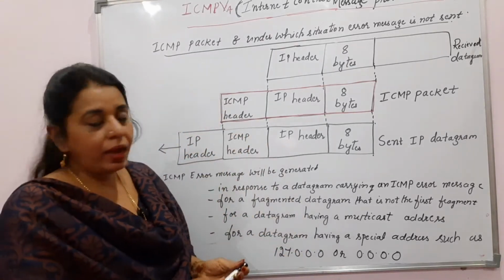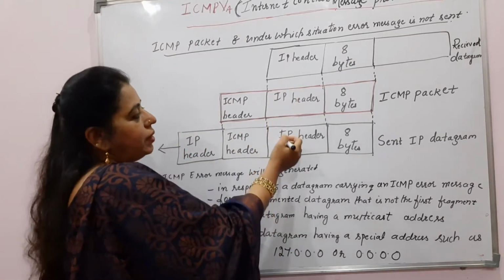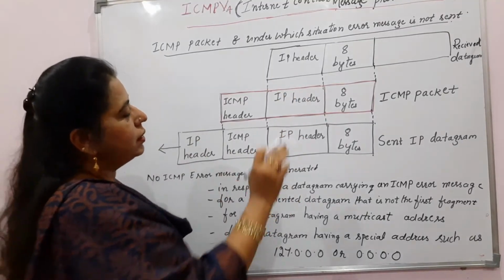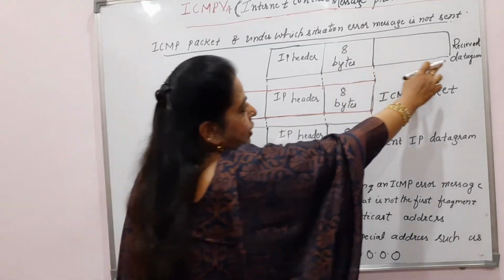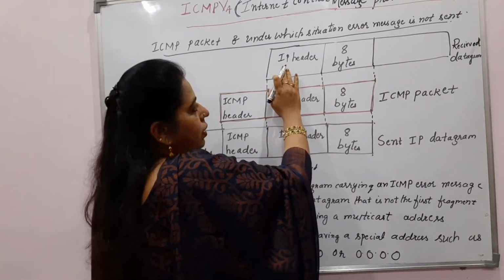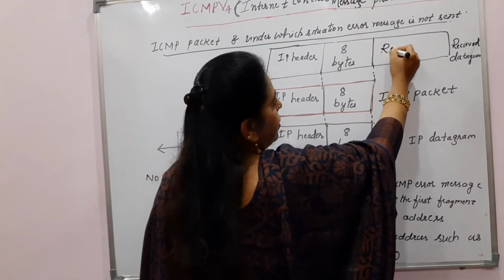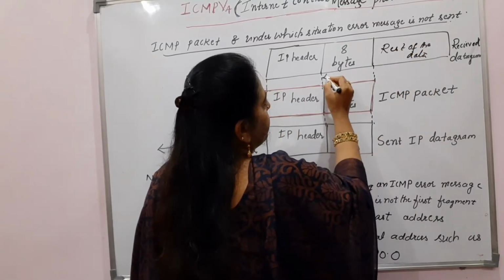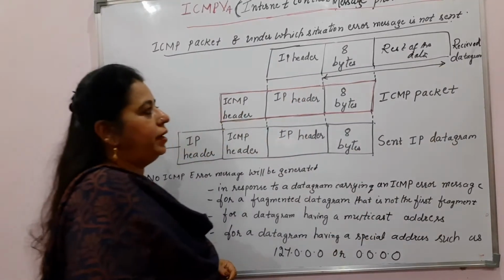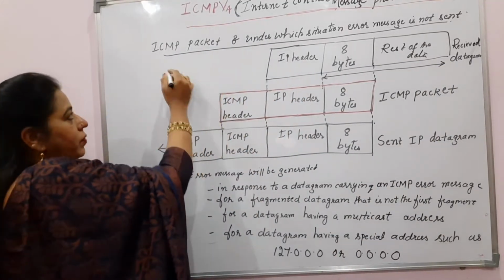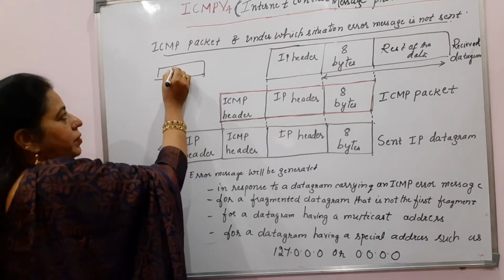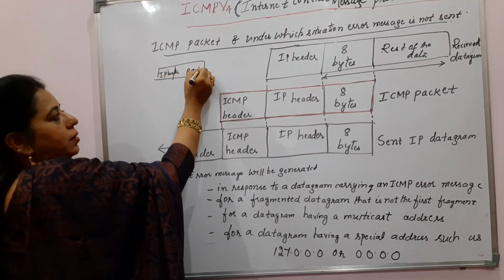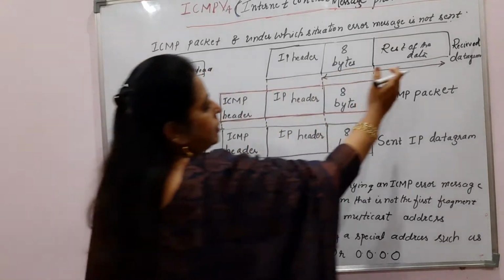Look here. I have shown three different packets. The very first one, first and foremost, is the received datagram I have written here. The received datagram is what? The IP header, and here will be the rest of the data. This part I'll tell you in simpler words. What you understood in the previous lecture is the IP header and the payload.